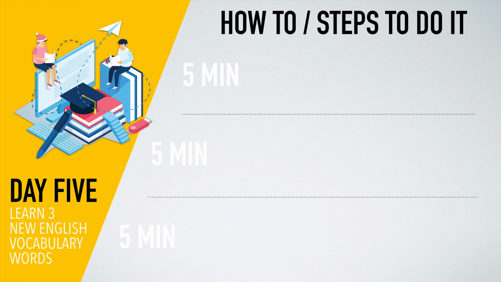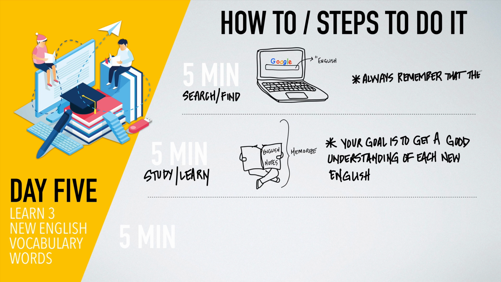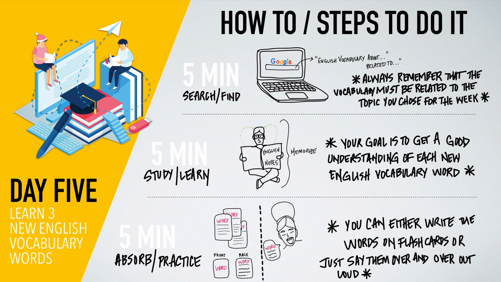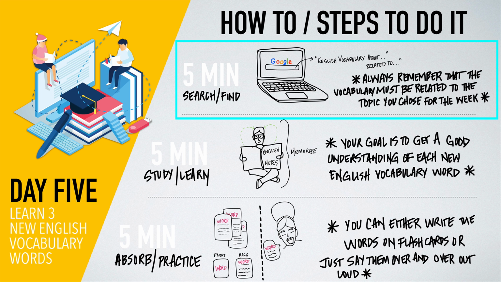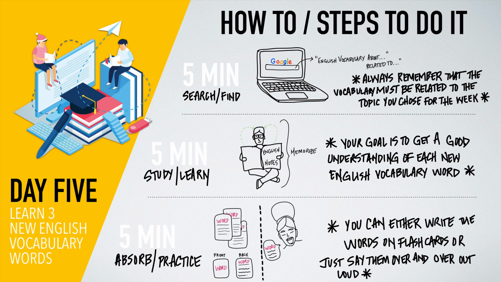So how do we do this? Again, break up your 15 minutes into 3 different parts. And this is what's going to happen. You're going to search and look for English vocabulary about your topic, which is where your topic will be inserted. You're going to look on Google, okay? Then you're going to study and learn.